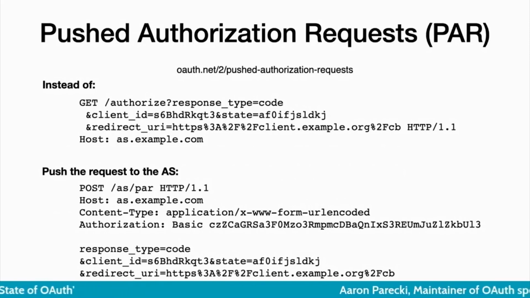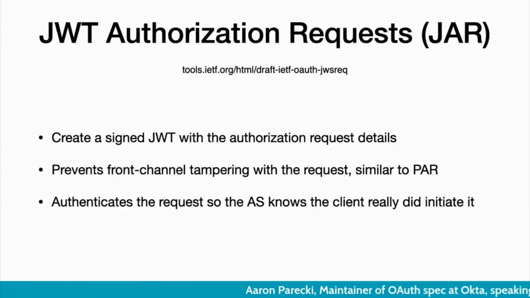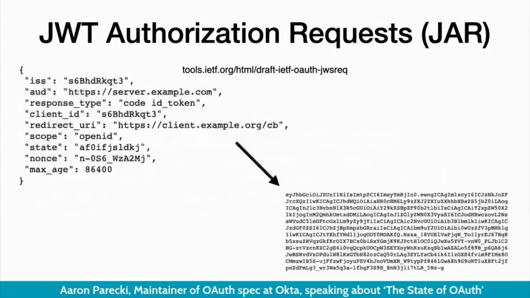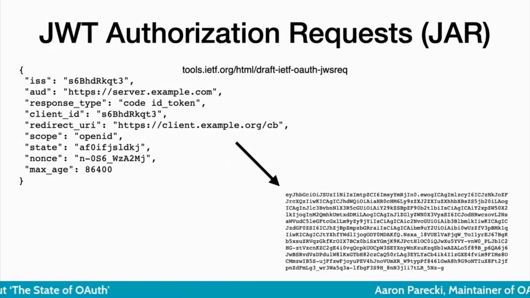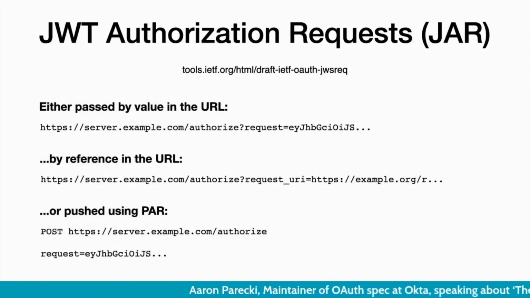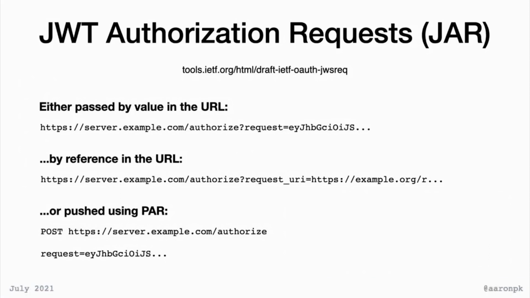There's another attempt at securing the authorization request using a JSON Web Token. This one does use the front channel, but it creates the request in a JSON Web Token so that it can be signed and then it can't be tampered with, which is a different solution to the same problem. So that one I believe is farther along than push authorization requests, but I do expect both of these to make their way through the process.